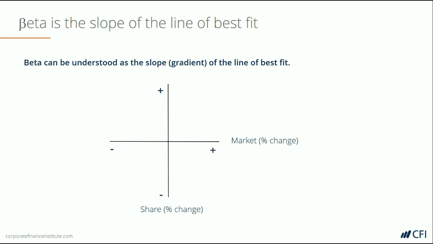And then we'll go back, say, 2 years and plot all of the weekly data. And then you'll have all these data points. You'll have the data points that reflect the return of the market and that reflect the return of the share price of the company that we're trying to determine the beta of. And then we can calculate the line of best fit. And the beta is the slope of that line.